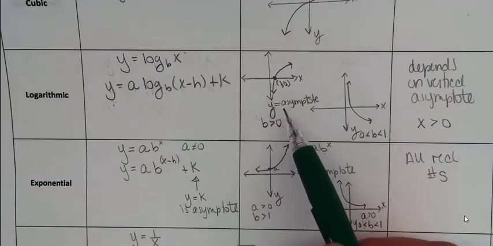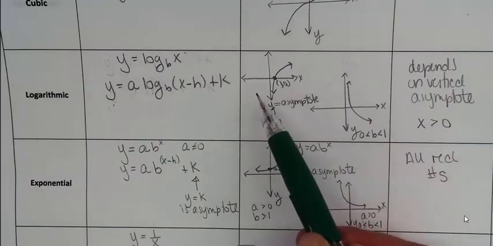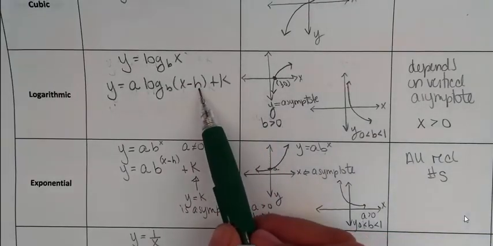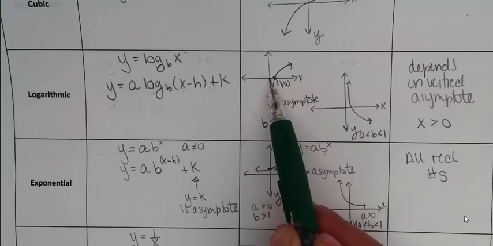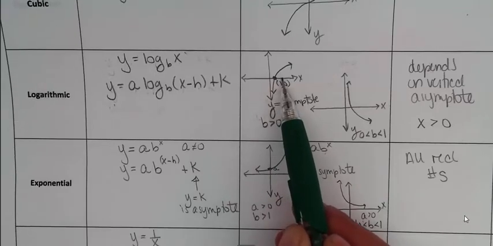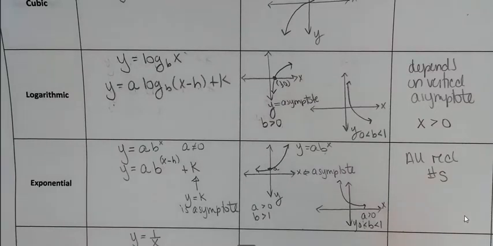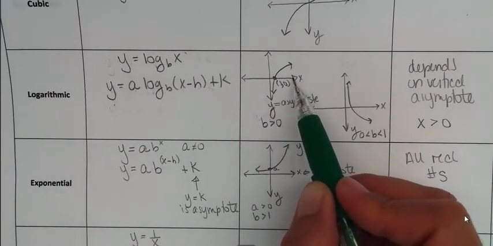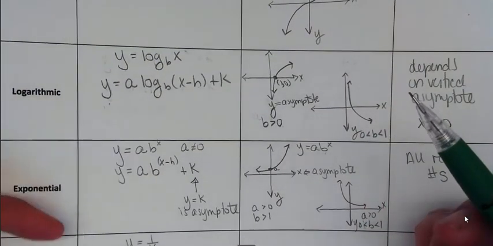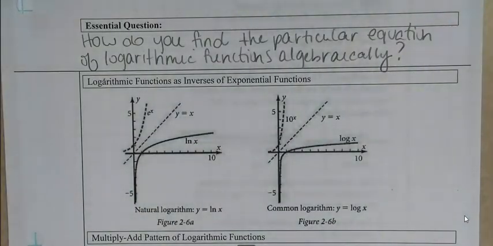That asymptote shifts horizontally. For example, if h was 3, then my asymptote would move from being on the y-axis to where x equals 3. So I'd move it 3 over. And then this point, (1, 0), would become (4, 0). Okay, just a quick reminder.